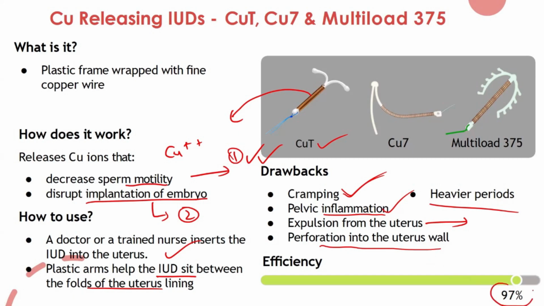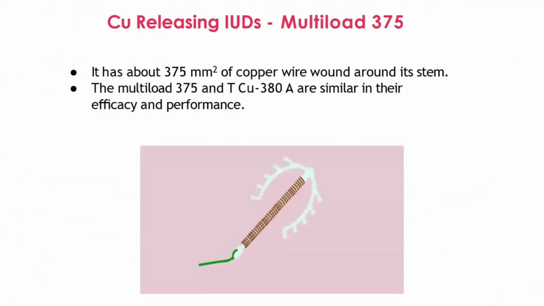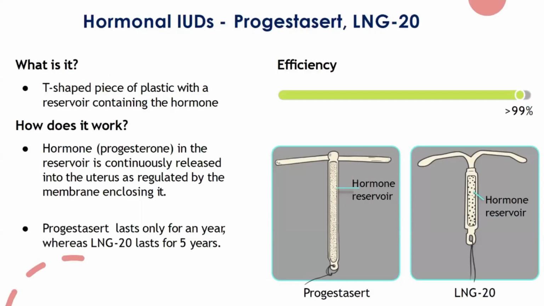Efficiency is up to 97%, because by miss, if any sperm is left over, it can have a chance to fertilize the ova. So remember, copper-releasing IUD multi-load 375. Here 375 means 375 millimeters of copper wire wrapped around this stem. The multi-load 375T and copper 380 are similar in their efficacy and performance. There's no difference in their efficiencies. And the next one is progestogen LNG20.